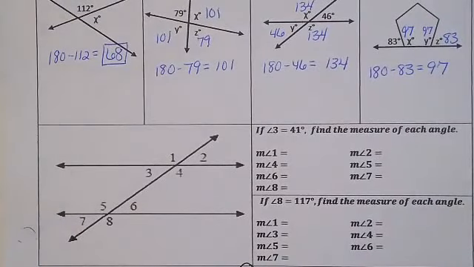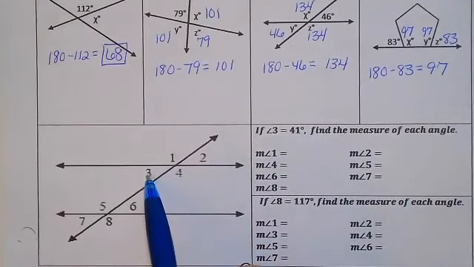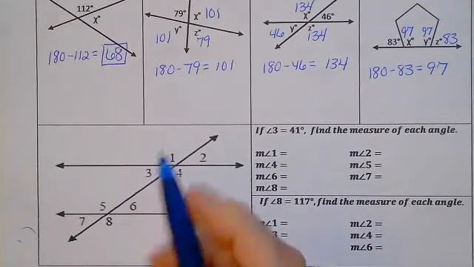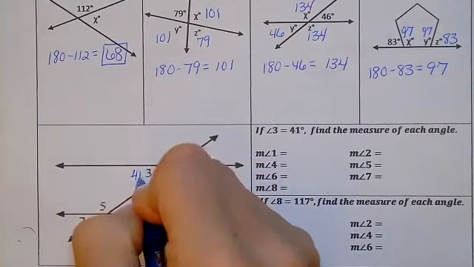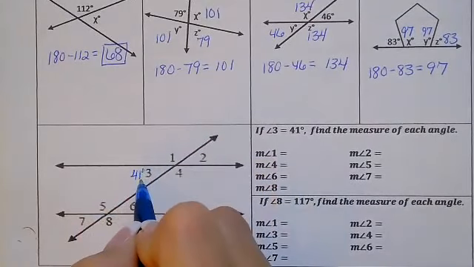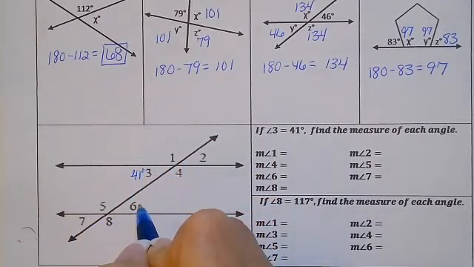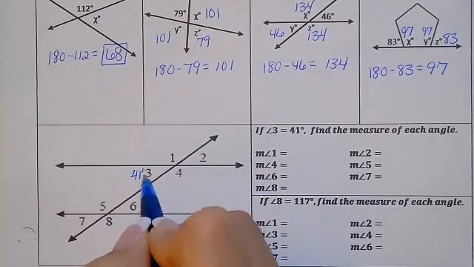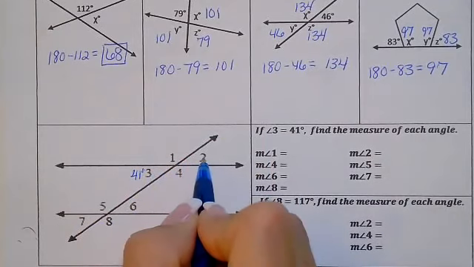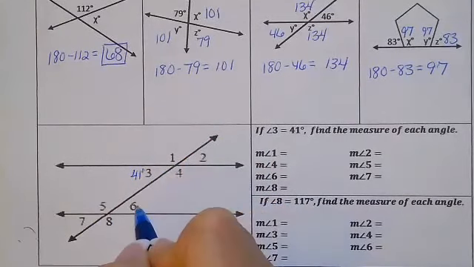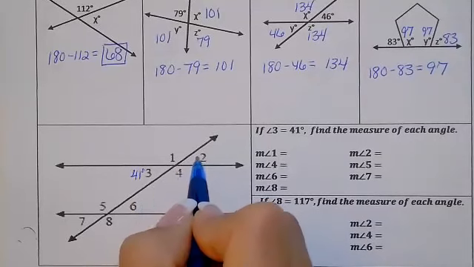Okay, if angle 3 equals 41 degrees, find the measure of each angle. Okay, well, let's find angle 3 right here. It's 41 degrees. So if this acute angle is 41 degrees, then that means that all of my acute angles are 41 degrees. These are both congruent. They're vertical angles. They're congruent, 41 degrees. These are corresponding angles.